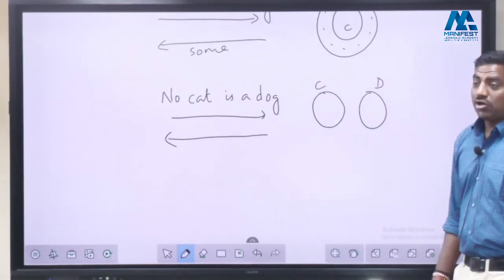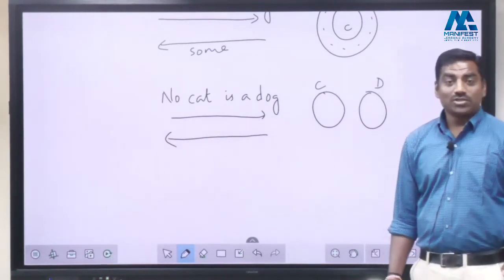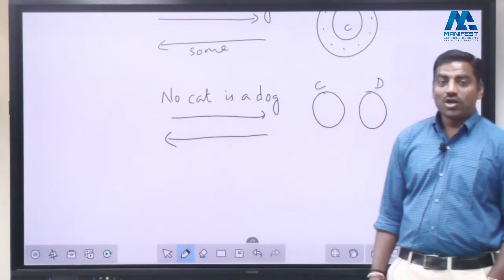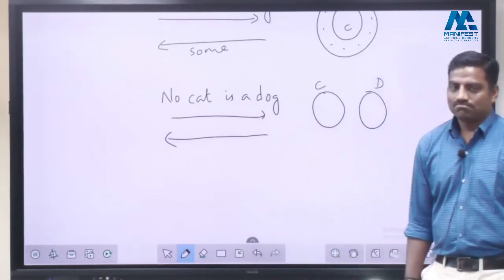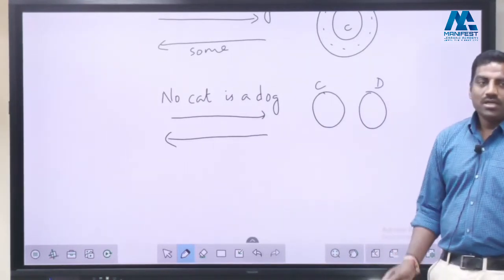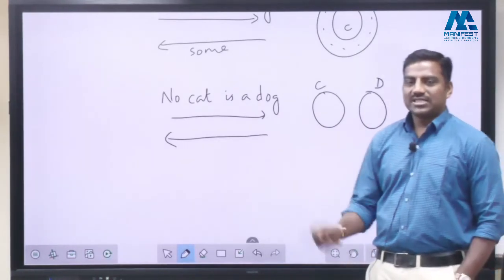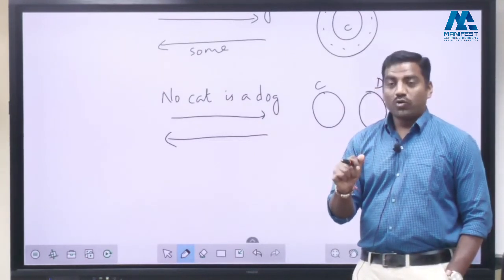Can I say some dogs are cats? Can I say some cats are dogs? Can I say all dogs are cats? Can I say all cats are dogs? So only one thing I can say, when no cat is a dog, none of the dogs are cats. Done? So with these things, what do?